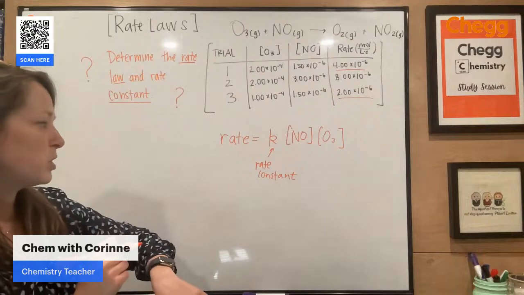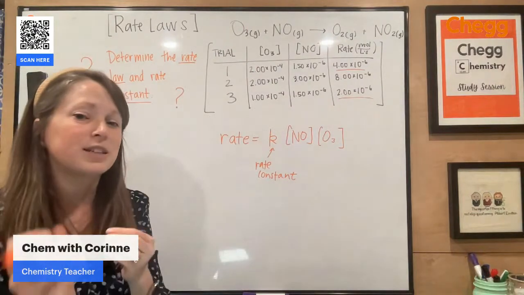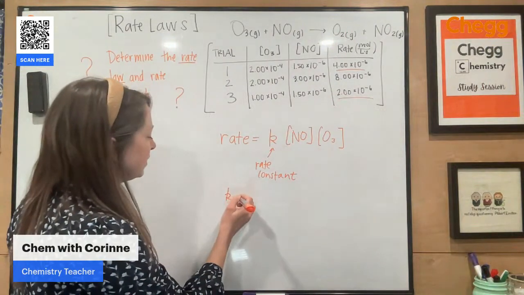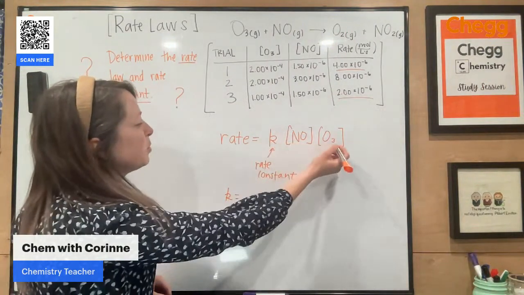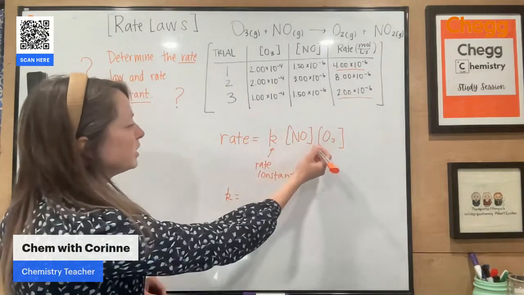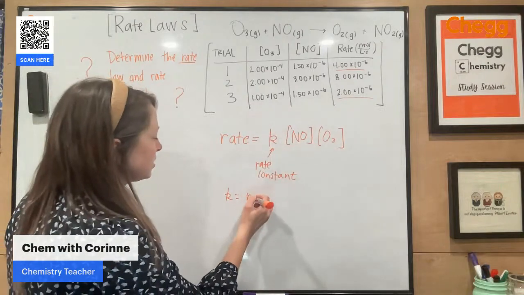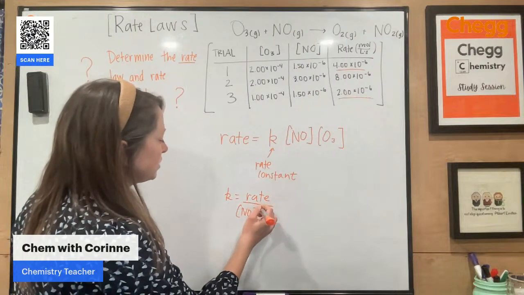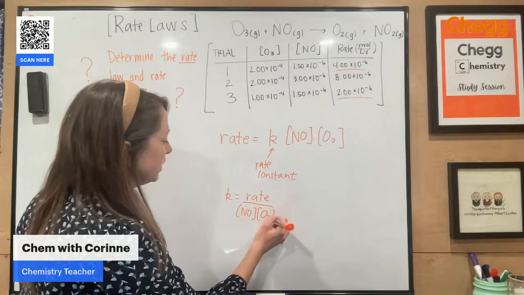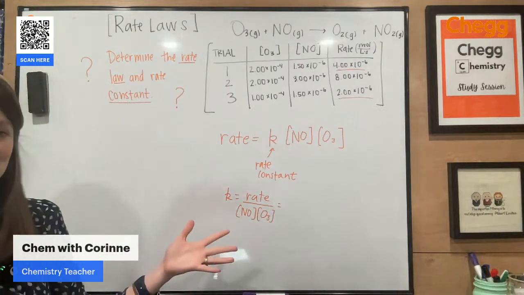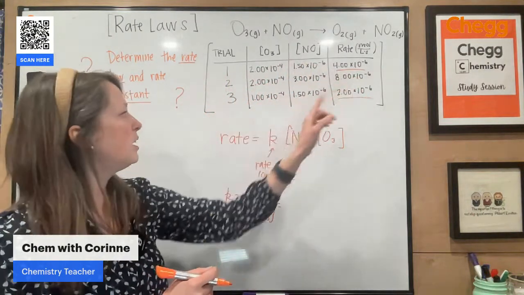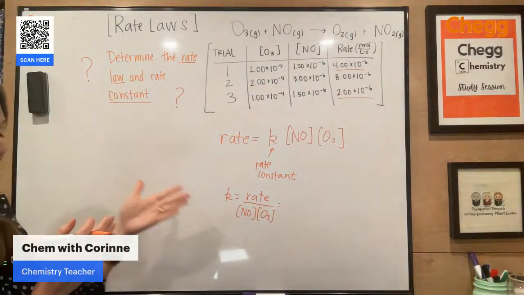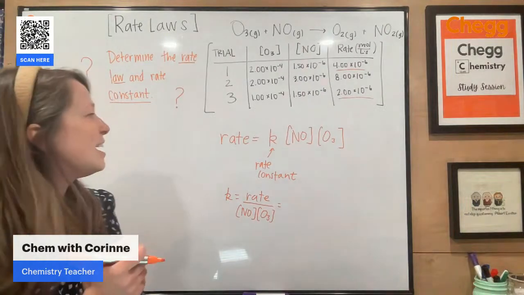I like to do the algebra first. So our goal is to solve for the rate constant. Let's rearrange our equation to solve for K. So we're going to say K is equal to, we're going to divide both sides by the concentration of our reactant, so our rate over the concentration of NO times the concentration of O3. And now all you have to do is take one of these trials and plug the data in. Okay, so really easy to do that. Does not matter which one, you should get the same answer.